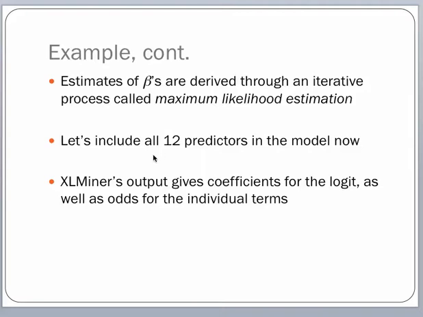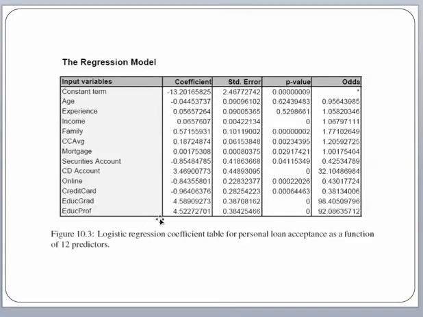Now, if we were to include all 12 predictors in the model, XLMiner's output gives coefficients for the logit. It also gives us the odds for individual terms. So the output looks a lot like the output of a multiple linear regression, except that the interpretation of these coefficients is different, because the model is different from how you would have interpreted a multiple linear regression model. This is essentially still a nonlinear model when you're interpreting these coefficients, and let's discuss that.